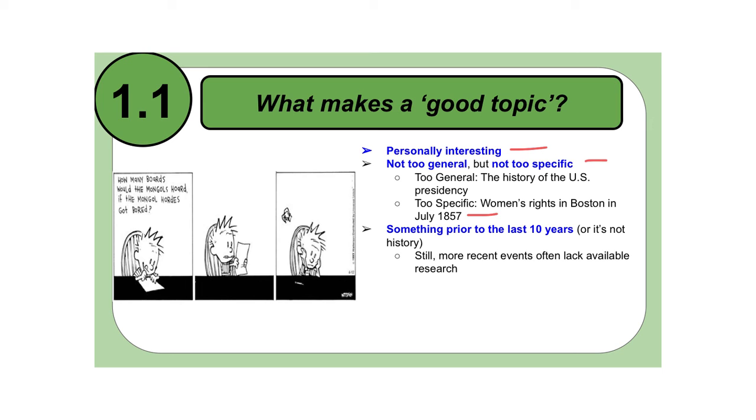And then what makes a good topic is something that has happened prior to the last 10 years. So that's that 10-year rule that we were telling you about. The reason for that is that more recent events often lack research, because something that happened 6 months ago, yes, we know a little bit about it, but time reveals a lot of things. So in mapping a good topic, the older that it is, oftentimes the better it is.